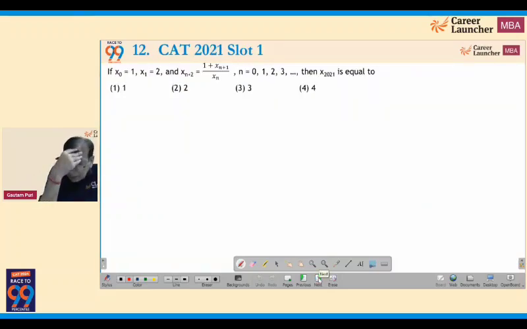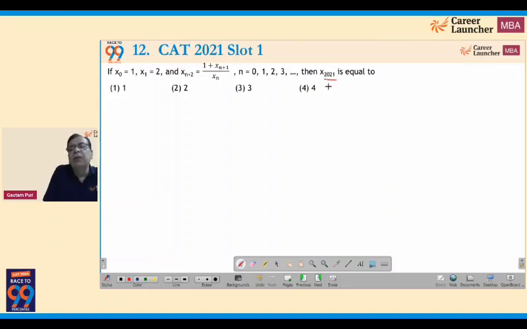Another question. Look at that pattern again. This time we'll look at the pattern clearly. In the previous question, the pattern was slightly different. Here it is a jugaad question, where you just write down the first 6-7 terms, find the pattern and mark the answer. Okay. X0 is 1, X1 is 2.